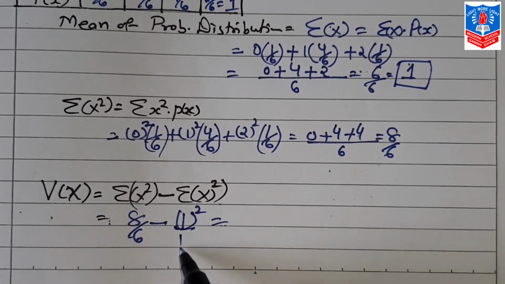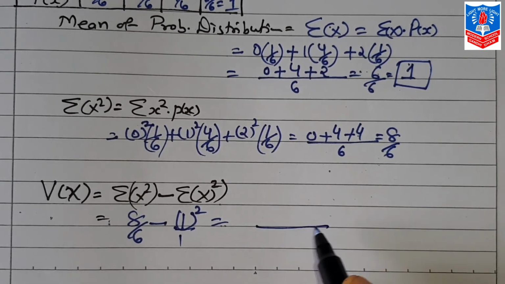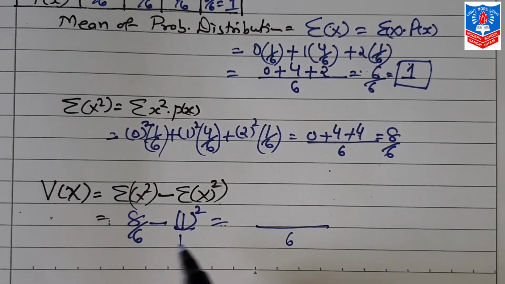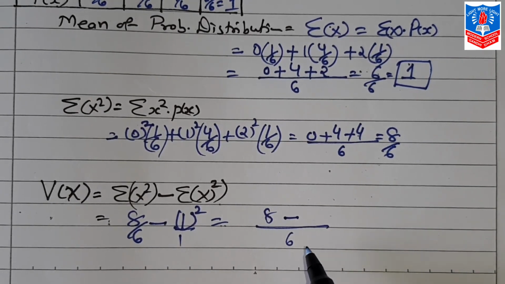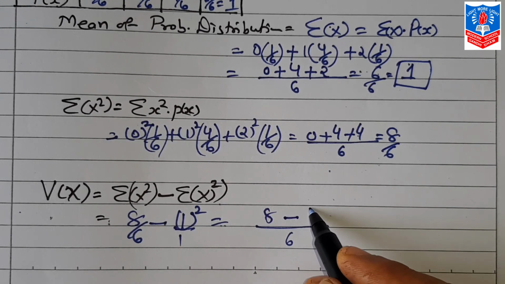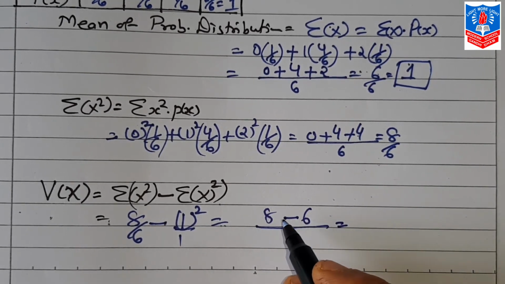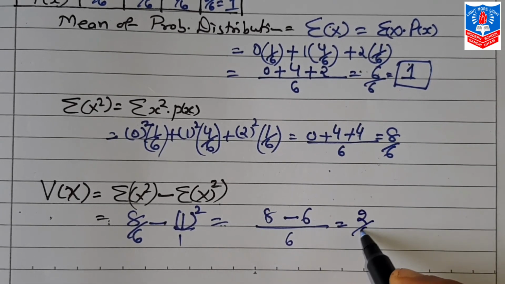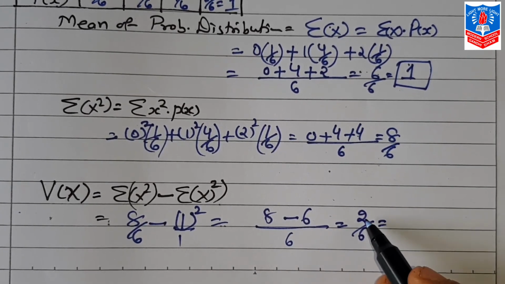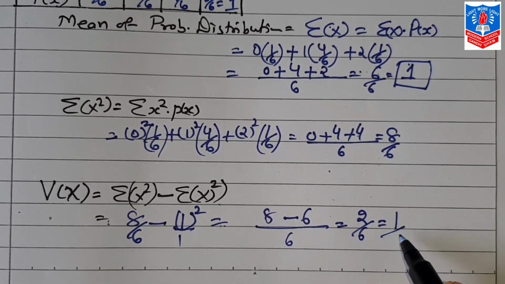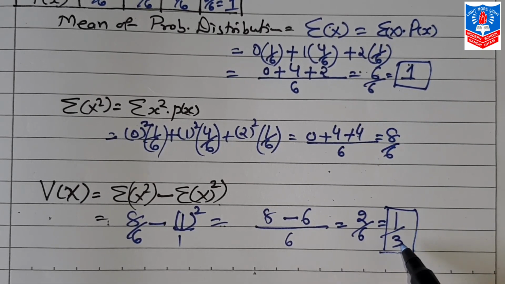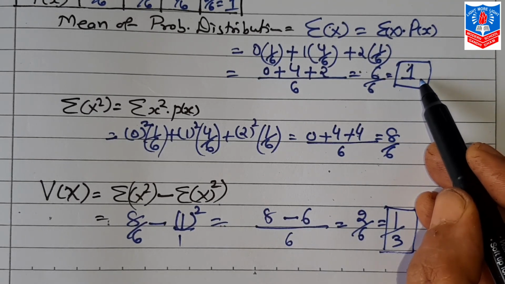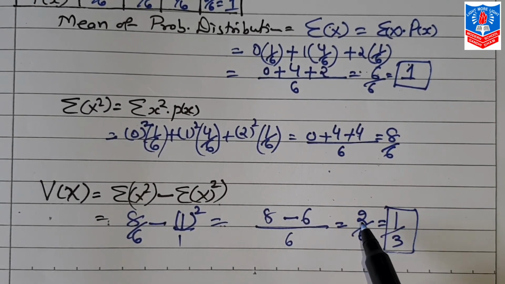We know very well here nothing is there. That means 6 will be LCM. 6 divided by 6, multiply, that will be 8 minus 1 divided by 6, that comes 6, multiply by 1, that is 6. So this will be 8 minus 6 will be 2 by 6, and as we know, we write the simplest form, that will be 1 by 3. So your variance value will be 1 by 3 and mean value is 1. So this is how we find mean and variance.